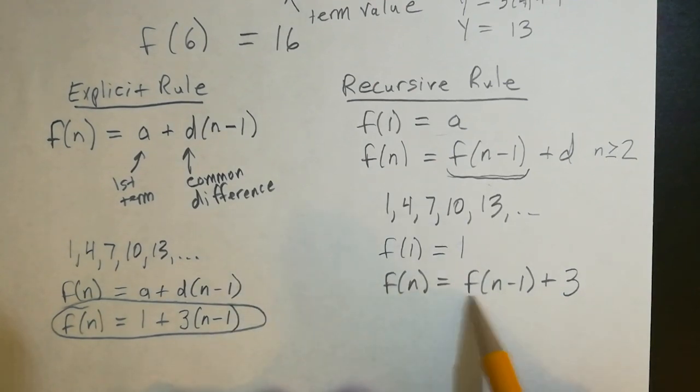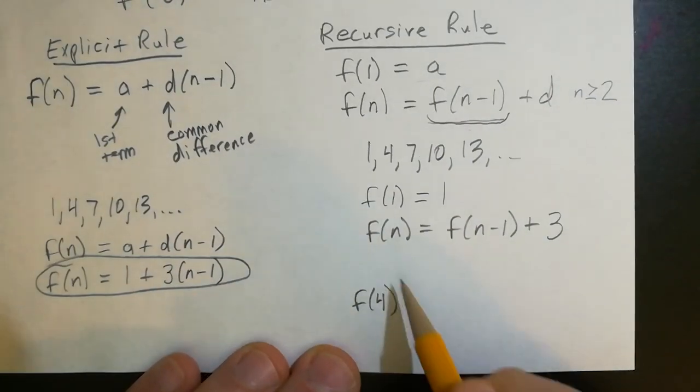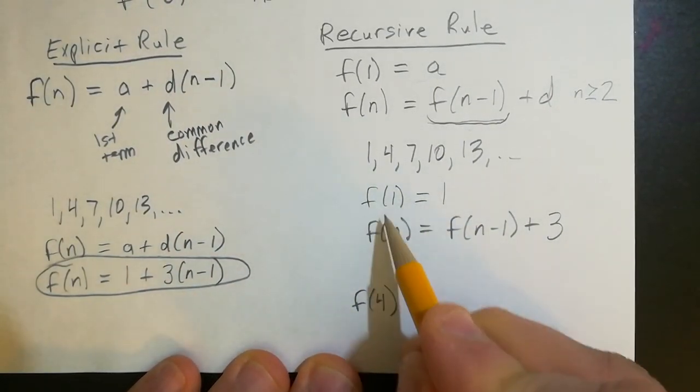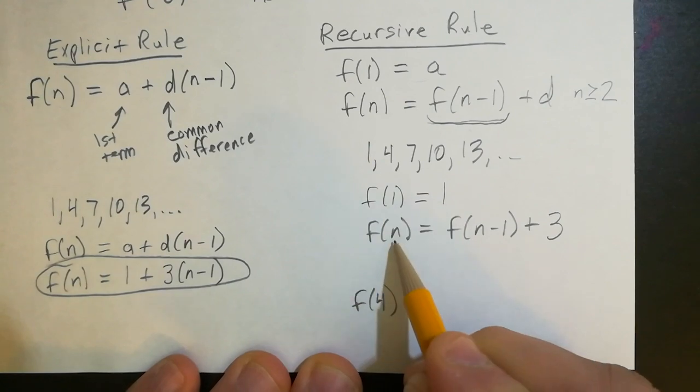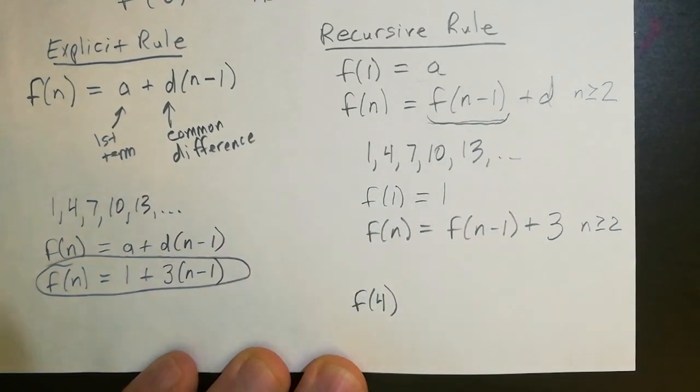Why is this thing here? What does this do? So let's say I want to find, I don't know, f of 4, just like I did earlier. Okay, well, I wouldn't use this first equation because this is only for f of 1. This is for any other term. Oh, I need to say this also. I'll talk about that still. Haven't forgotten about that.